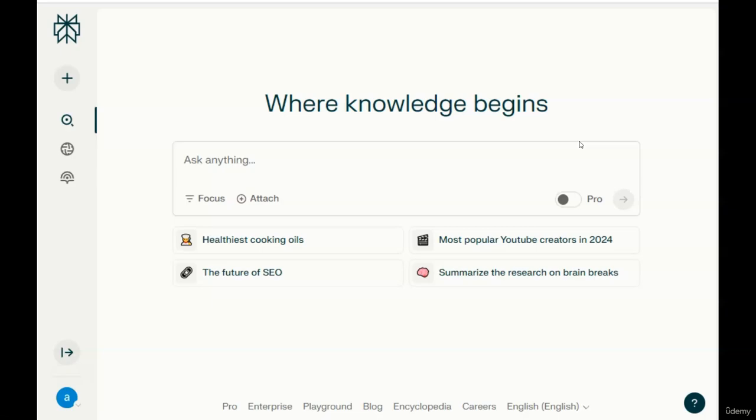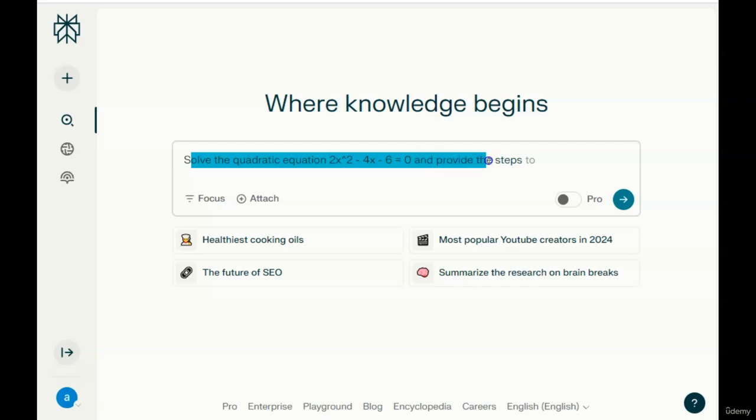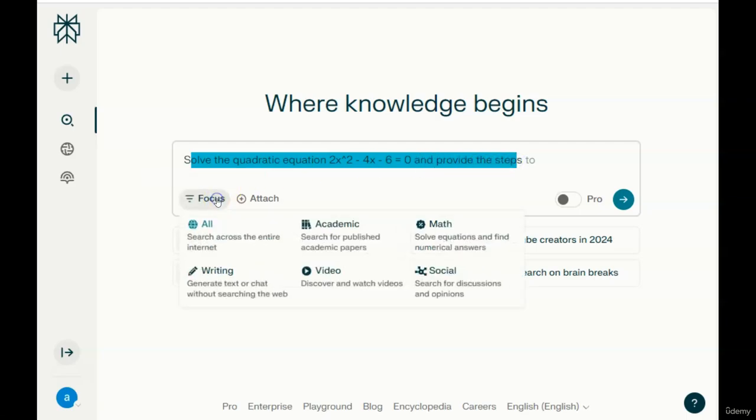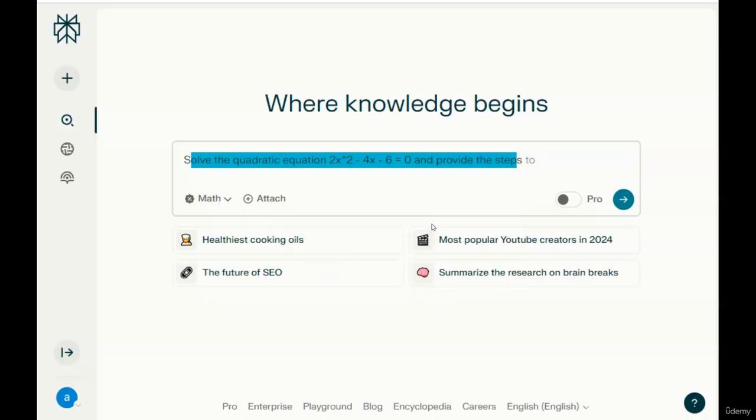Perplexity AI's focus feature is designed to help with detailed mathematical queries, providing explanations, solving equations, and offering step-by-step guidance. Here's how you can use it effectively. If you need to solve a complex equation or problem, Perplexity AI can provide solutions and detailed steps. For this, type a query that says, solve the quadratic equation 2x squared minus 4x minus 6 is equal to 0 and provide the steps. Then click on Focus feature and choose Math and then press Enter.